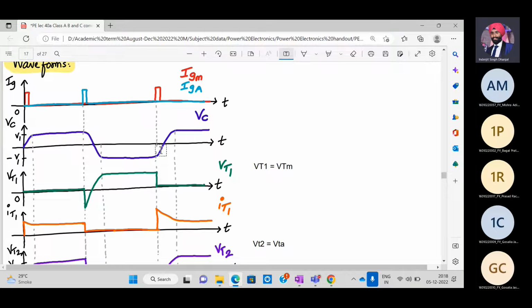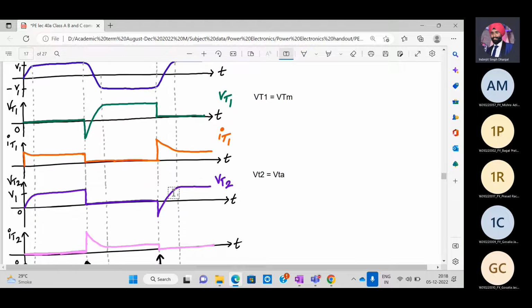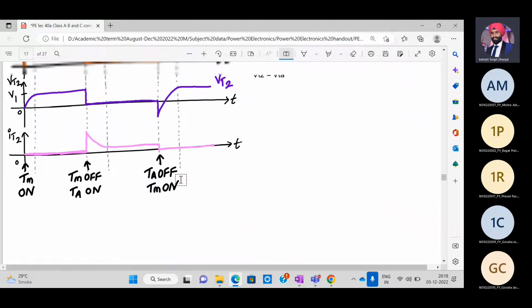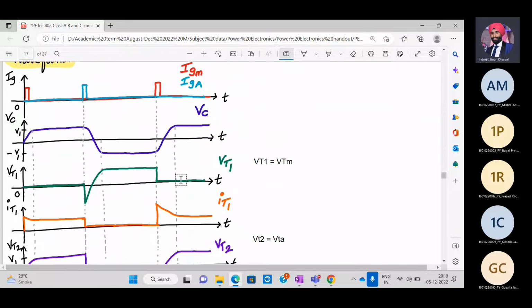Again when the main SCR is on, the capacitor voltage will start charging towards V1, from minus V1 towards V1. All right. So as long as the main SCR is on, the current will keep on flowing, the orange color waveform. And in this period, the auxiliary SCR current is zero. And now, when the main SCR is off, the current is zero, and the auxiliary current will flow. So these are the waveforms for class C commutation. Okay. So you have to explain the class C commutation with the help of waveforms.